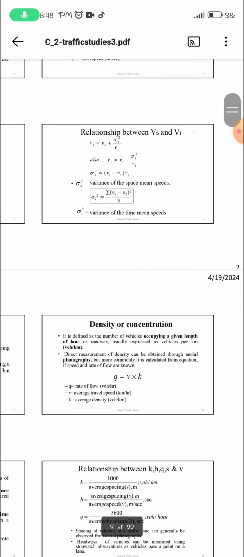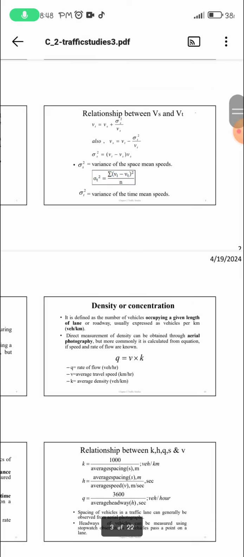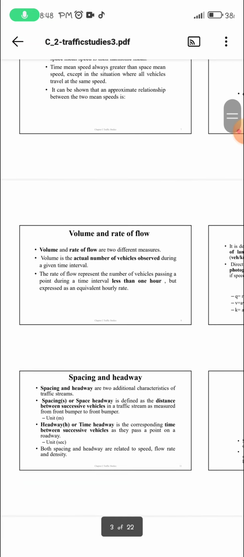Density or concentration. It is defined as the number of vehicles occupying a given length of roadway, usually expressed as vehicles per kilometer. Direct measurement of density can be obtained through aerial photography, but more commonly it is calculated from the equation if speed and rate of flow are known. Q equal to P times K. Q is the rate of flow, vehicles per hour. P is the average travel speed, kilometers per hour. K is the average density, vehicles per kilometer.